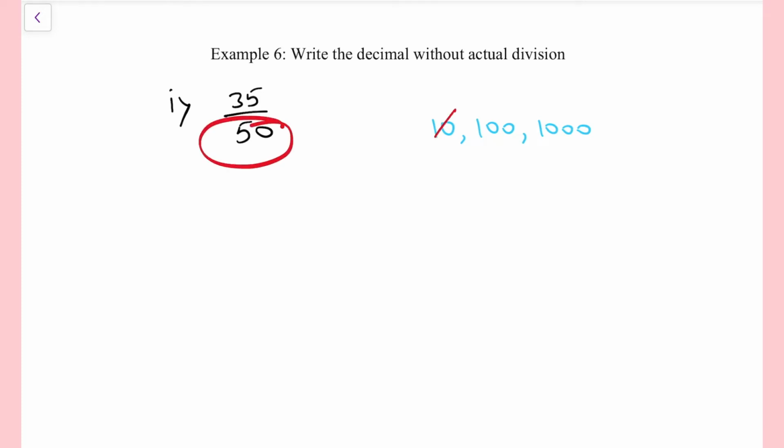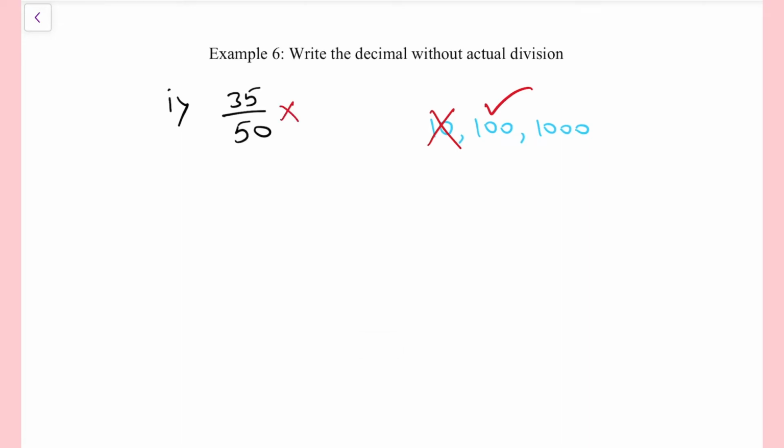In 50 table 10 won't come, so 10 is not necessary for us. Next, 50 table 100 will come. So in 50 table where 100 will come? 2s. That is the reason you multiply and divide with 2. 35 into 2, 70. By 50 into 2, 100. Here 0, here 0, both will get cancelled. Then remains with 7 divided by 10. 7 divided by 10, 0.7.